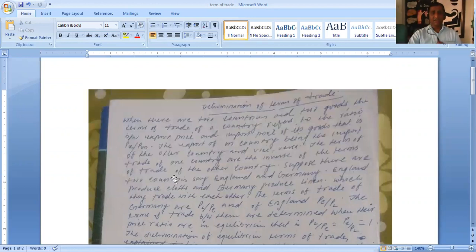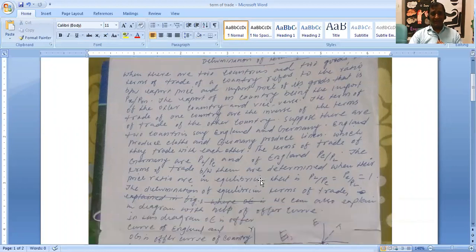When there are two countries and two goods, the terms of trade of a country refers to the ratio between the export price and import price of its goods, that is Px divided by Pm. The terms of trade of one country are the imports of the other country and vice versa. The terms of trade of one country are the inverse of the terms of trade of the other country.